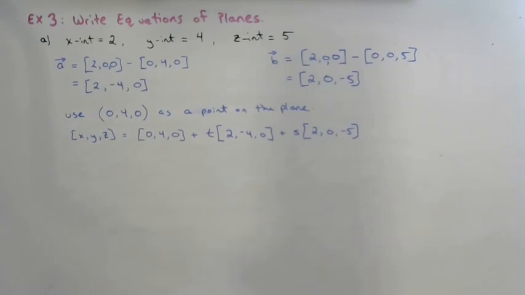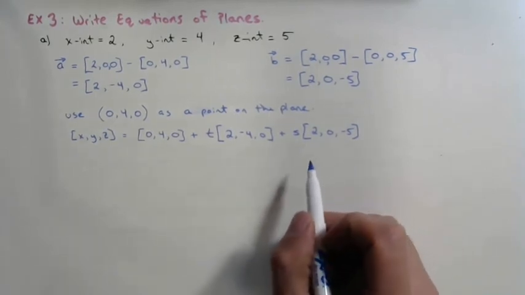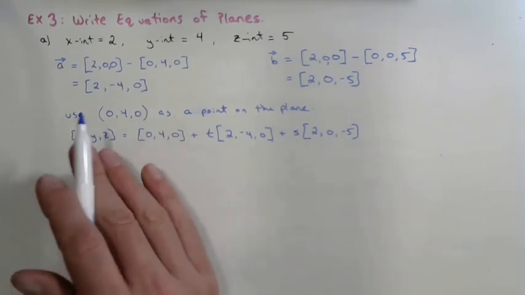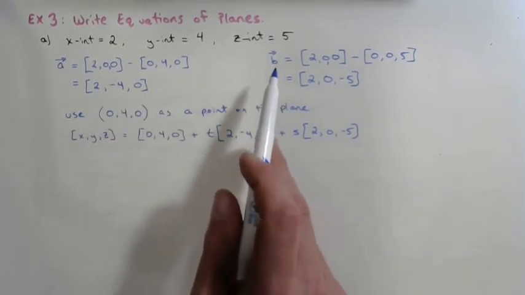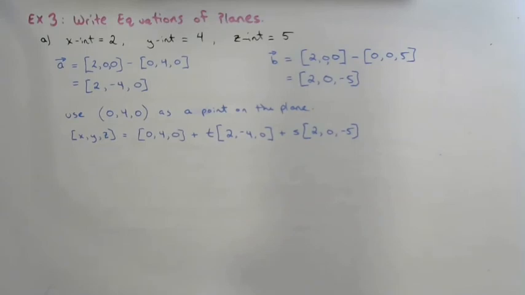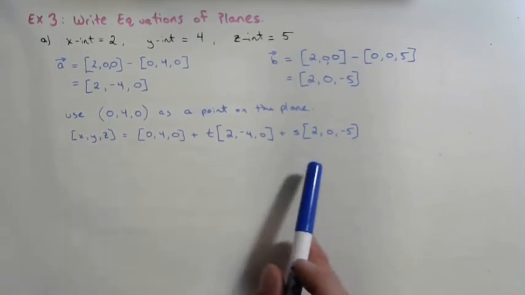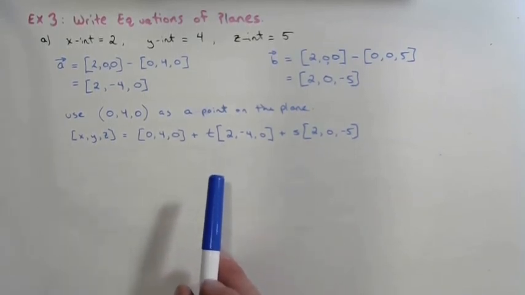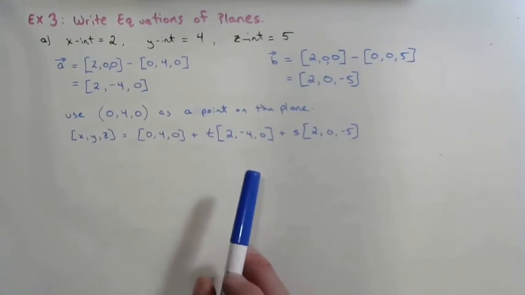Now this equation is not unique for this plane. We could have used different vectors and different position vectors and different direction vectors and gotten a different equation, but this is an equation for this plane.